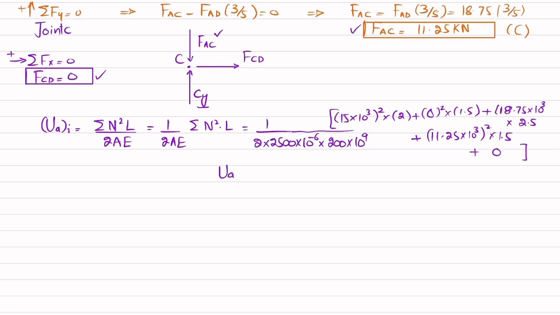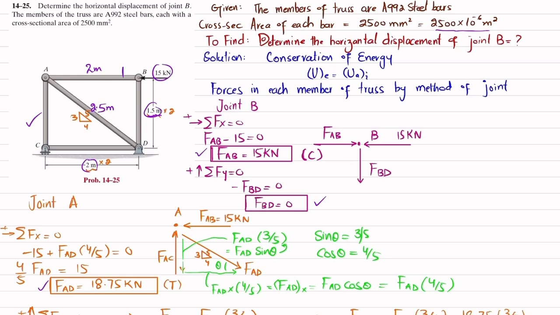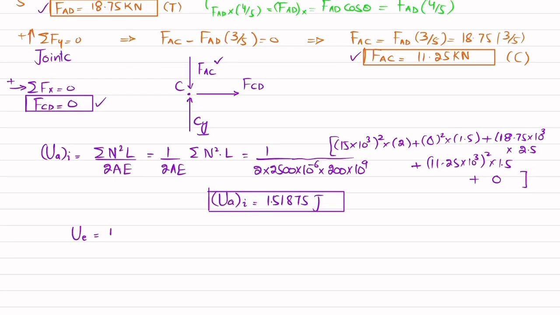So when you solve this, you will get the strain energy due to axial loading comes out to be 1.51875 joules. Now this is the strain energy due to axial loading, and we will find the strain energy due to external work, which will be equal to this external force and the horizontal displacement delta H of B. So that will be equal to 15 into 10 to the power 3 multiplied by delta H of B.